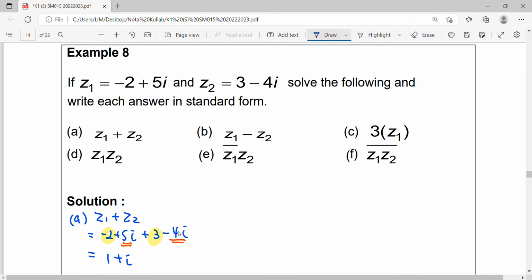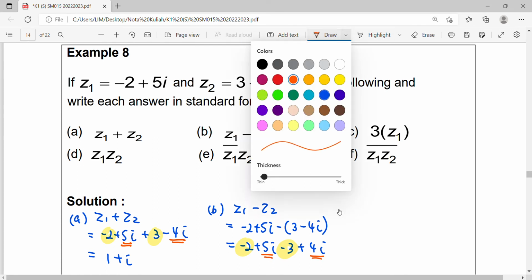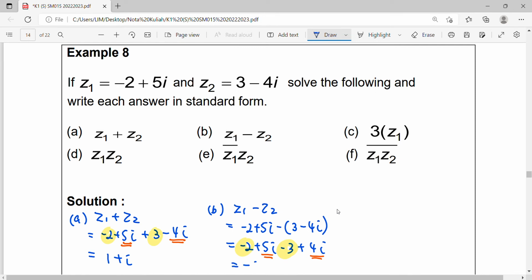So when we go for subtraction, Z1 minus Z2. Substitute our complex number, Z2, 3 minus 4i. We have to expand this negative into the bracket. It will give you -3 plus 4i. Then find your real part. Real part is -3 and -2. Imaginary part, 5i plus 4i. So this will give you -5 plus 9i.